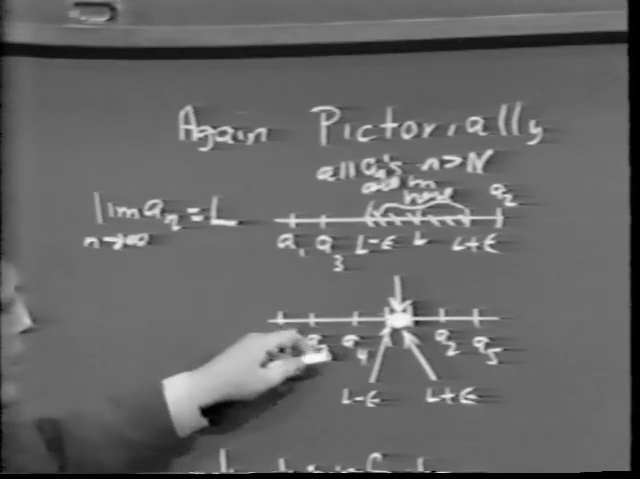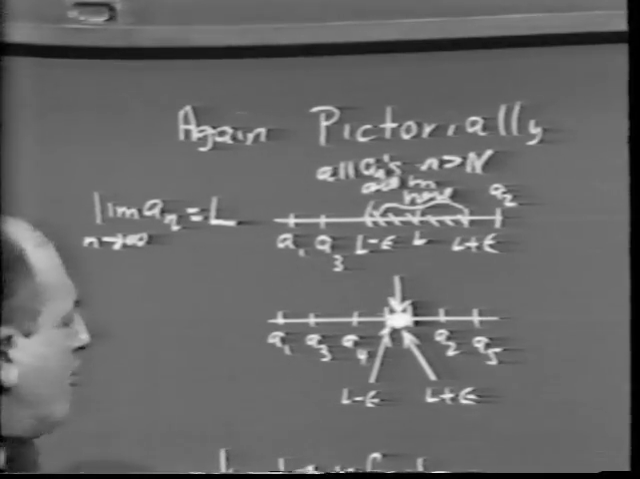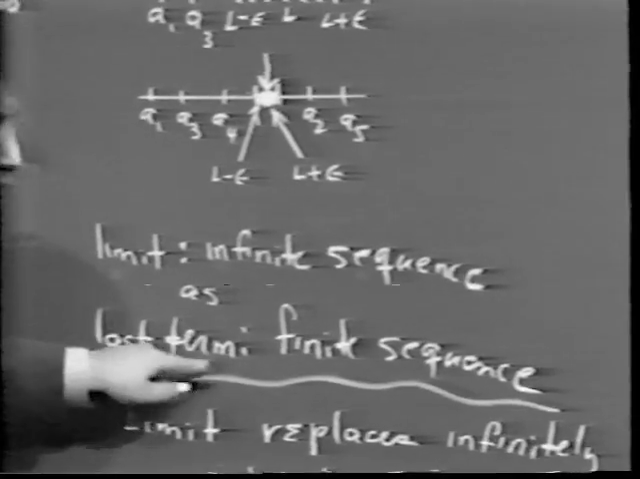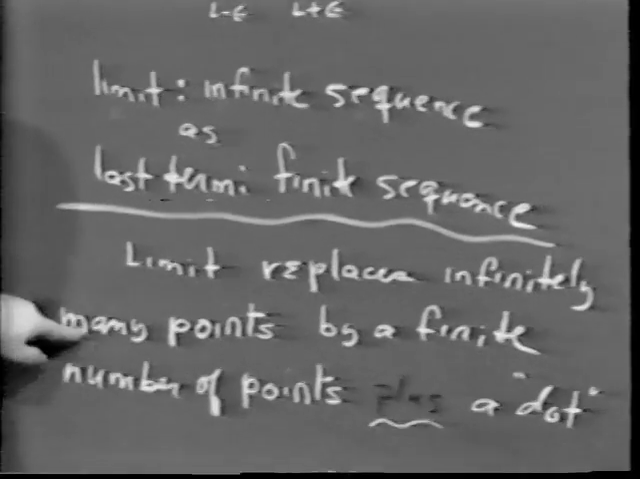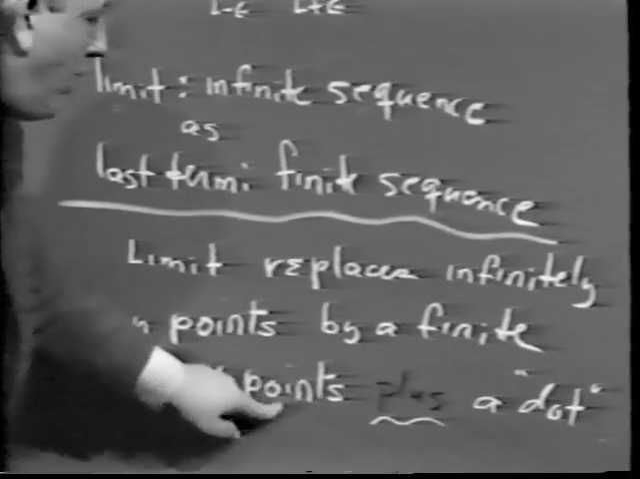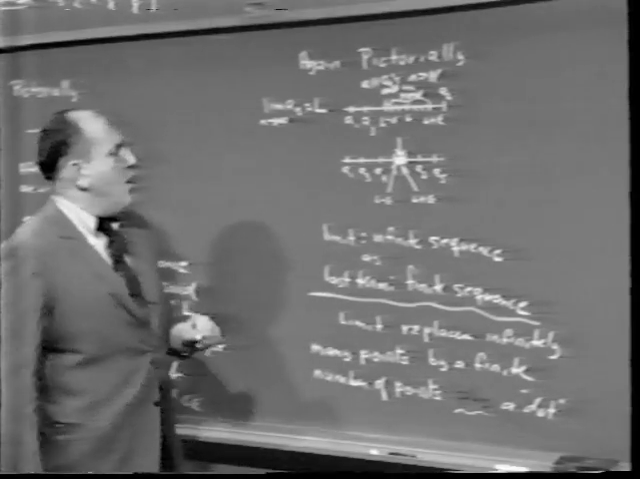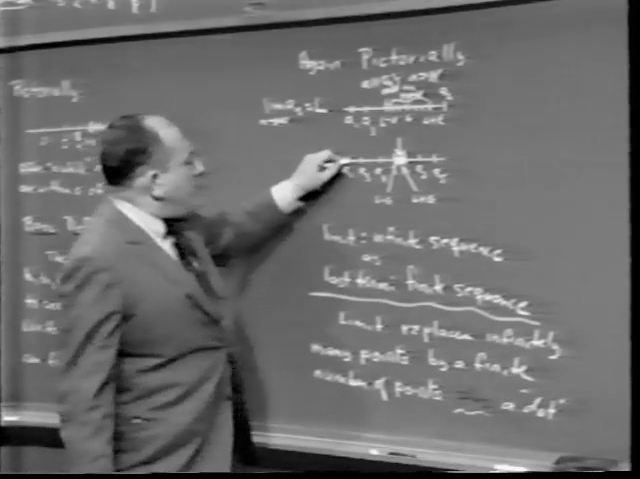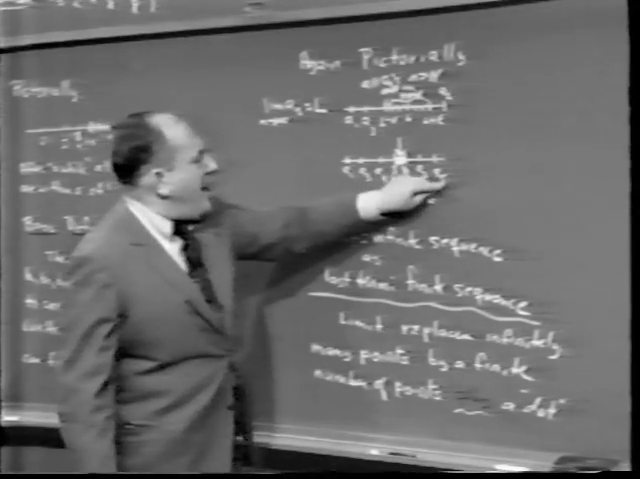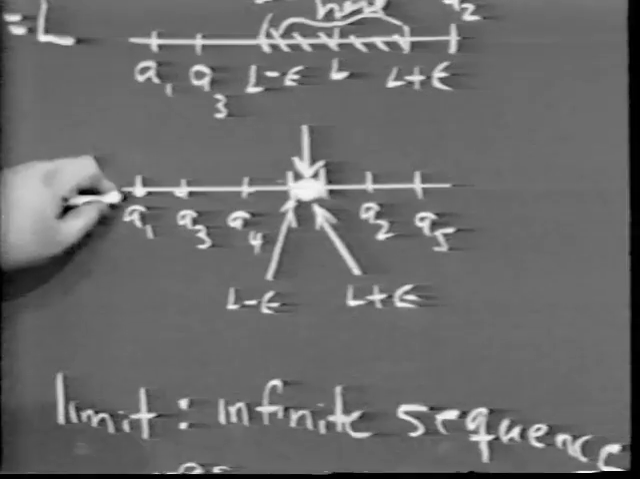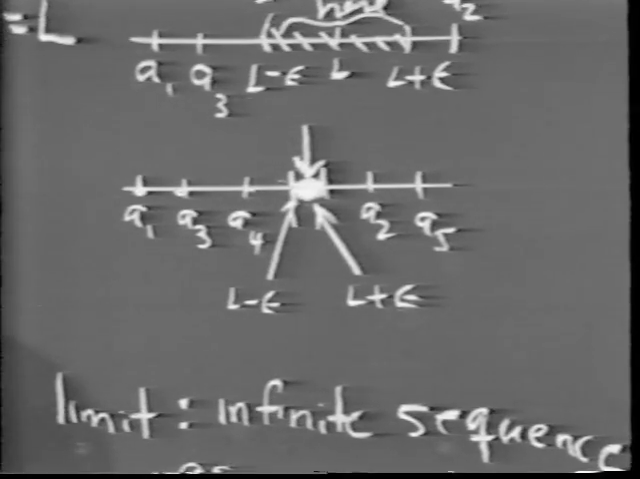The point that I want you to see is that in concept, what limit does is the following. Limit is to an infinite sequence as last term is to a finite sequence. In other words, a limit replaces infinitely many points by a finite number of points plus a dot. Going back to this example here, how many a sub n's were there? Well, there were infinitely many. To keep track of these infinitely many, what do I have to keep track of now? In this diagram, the first 5 a's plus this dot, because every one of my infinitely many a's past the 5th one is inside this dot.